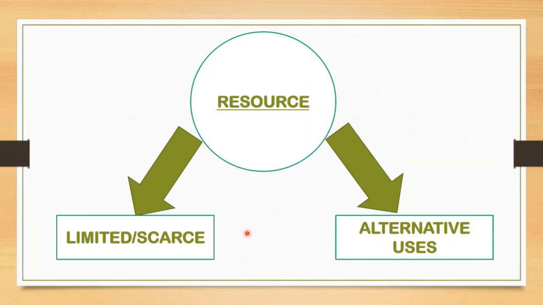From here, we get two things based on a resource. First, it is limited or scarce, or you can say scarcity. Secondly, it has its alternative uses. First, let us understand what we mean by a limited resource or scarcity. The basic definition of scarcity refers to the limitation of supply in relation to demand for a commodity.